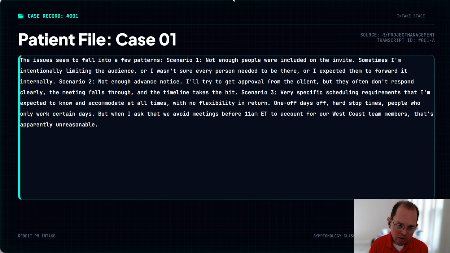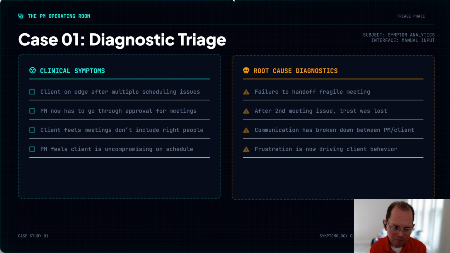All right, so what are the problems here, the actual symptoms? So the first one is the client is on edge after multiple scheduling issues. We just heard about both of those scheduling issues. The second one that's causing a lot of pain right now is the PM now has to go through an approval process for meetings. The third one is the client feels the meetings don't include the right people. And finally, the PM feels the client is uncompromising on the schedule of these meetings.